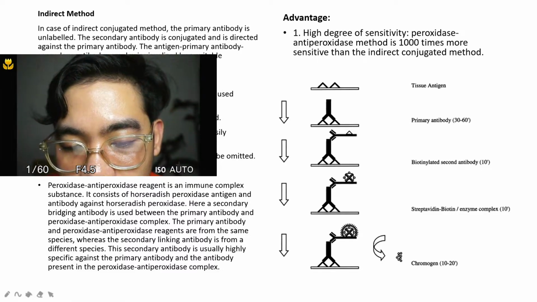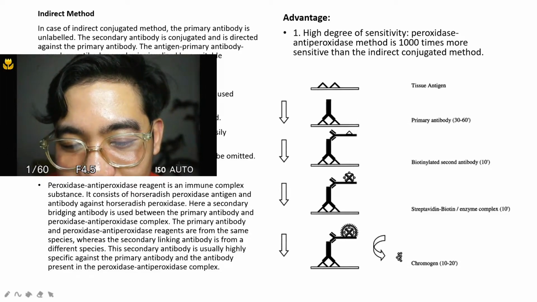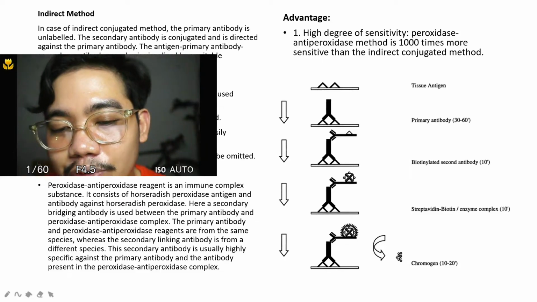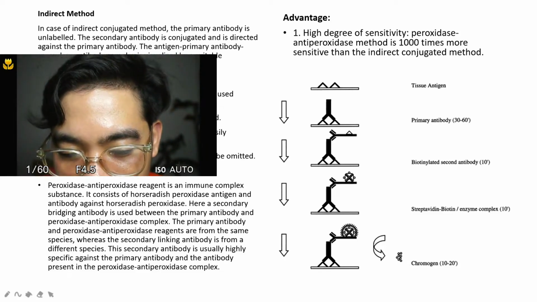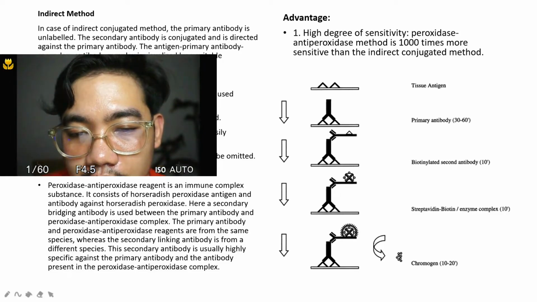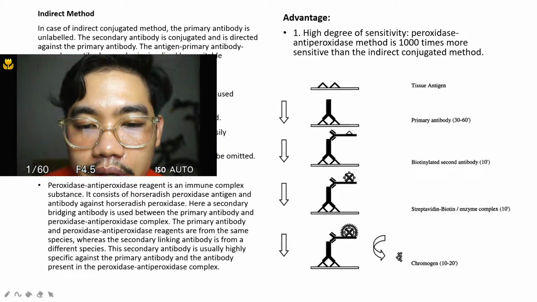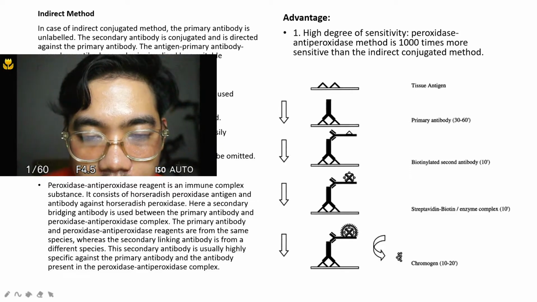So if your secondary antibody clusters your primary antibodies together and then it stains, meaning it's darker and clearer. So high degree of sensitivity, the peroxidase anti-peroxidase is 1,000 times more sensitive than the indirect conjugated method. So that's it.